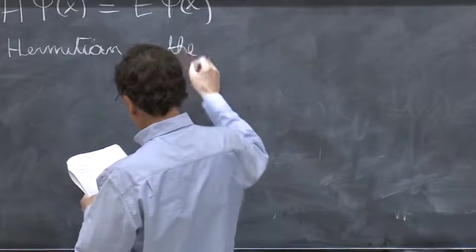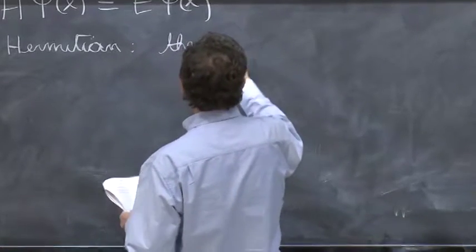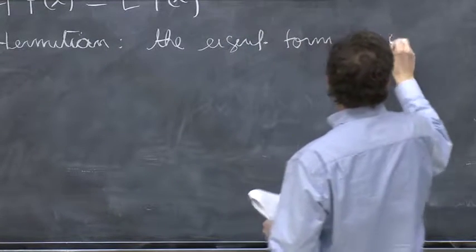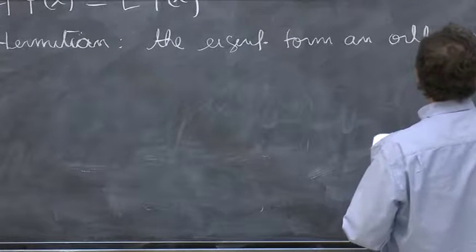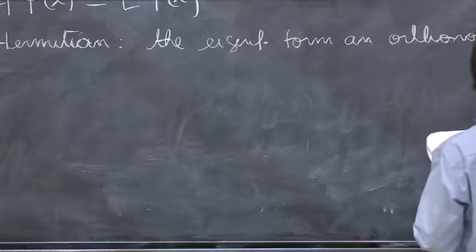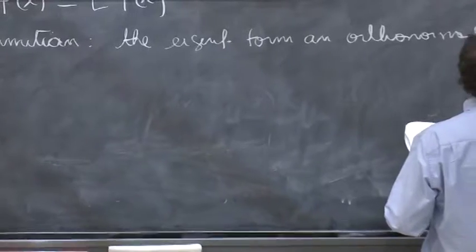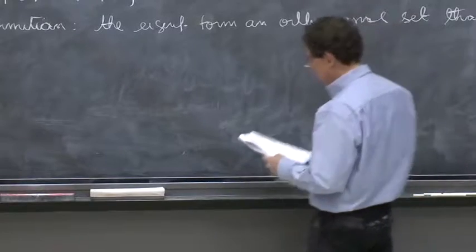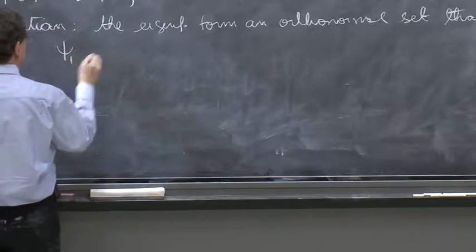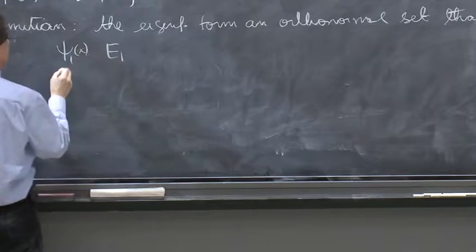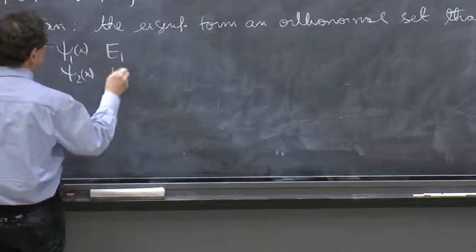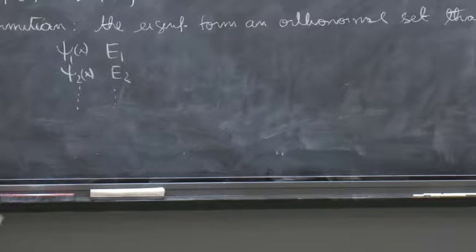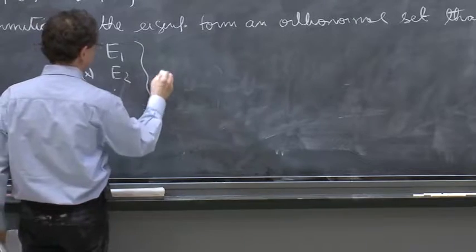So the eigenfunctions form an orthonormal set that spans the space. So you're going to find a psi1 with an E1, a psi2 with an E2, and then this continues, and this is called the spectrum of the theory.